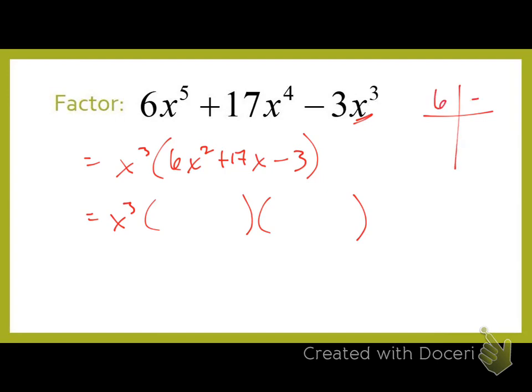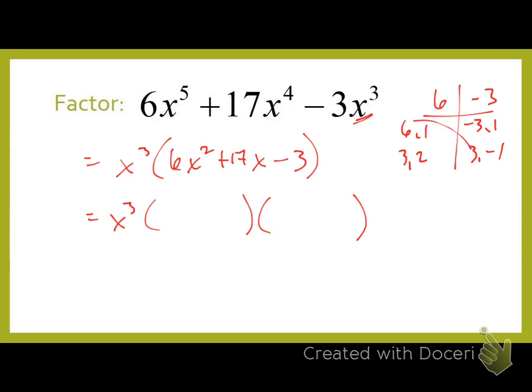Try to factor 6 and negative 3. So 6 can factor into 6 and 1, 3 and 2. Negative 3 into negative 3 and 1, 3 and negative 1. All right, I need a combination that's going to add to positive 17. So I just try. 6 times negative 3 is negative 18. 1 times 1 is 1. Negative 18 plus 1 is negative 17. It's close. It's just negative instead of positive. So that tells me that I have the right pairs. They're just the signs are off.